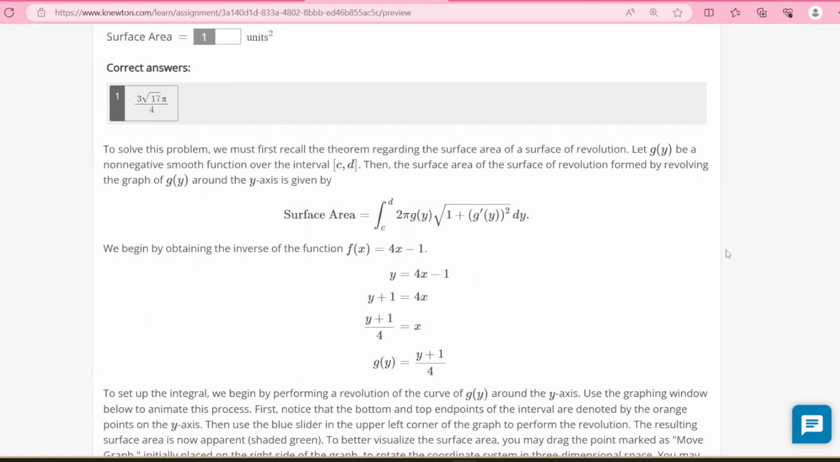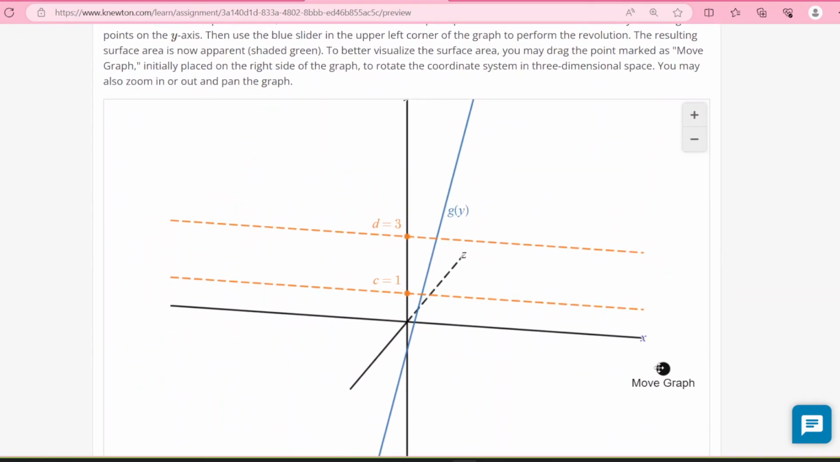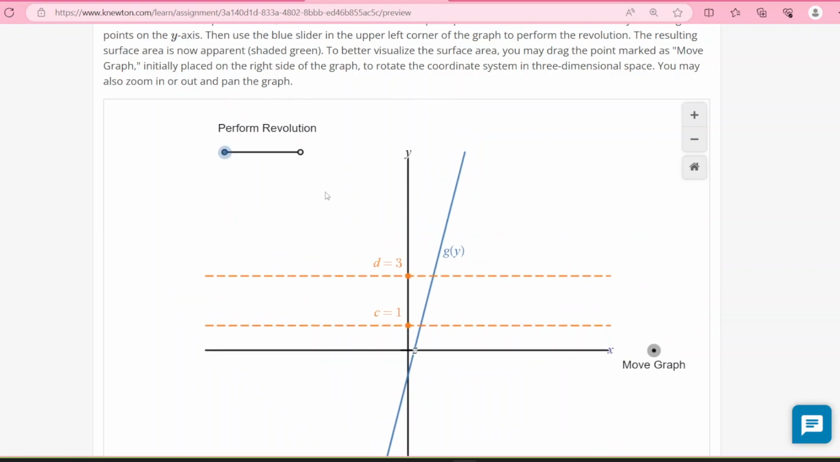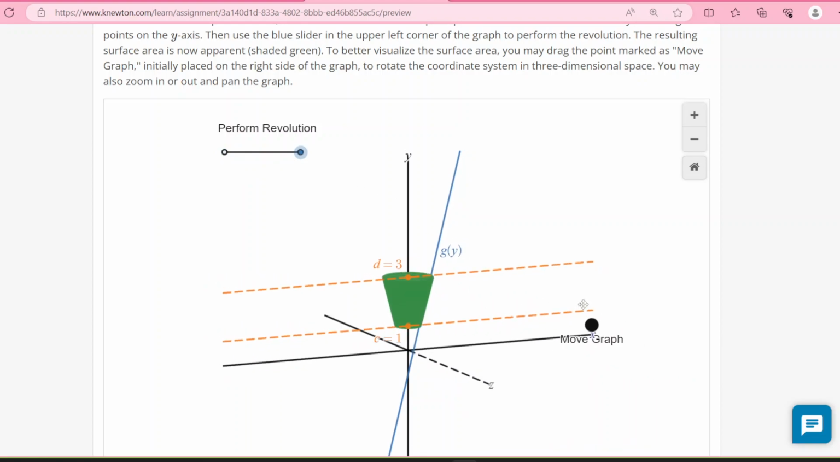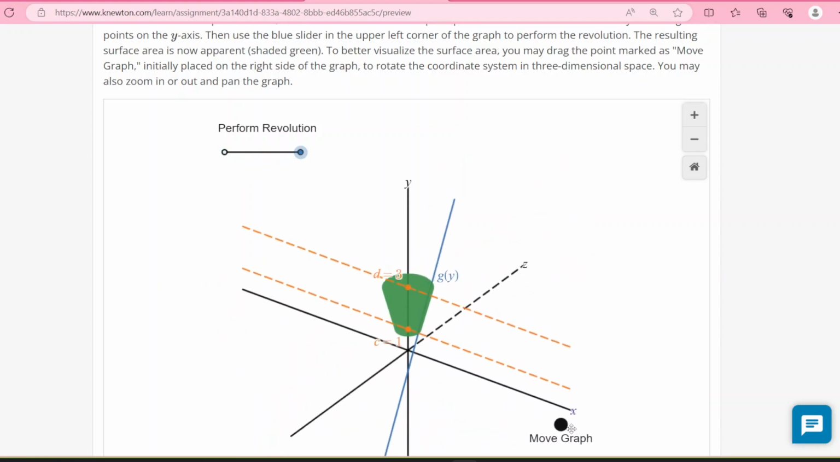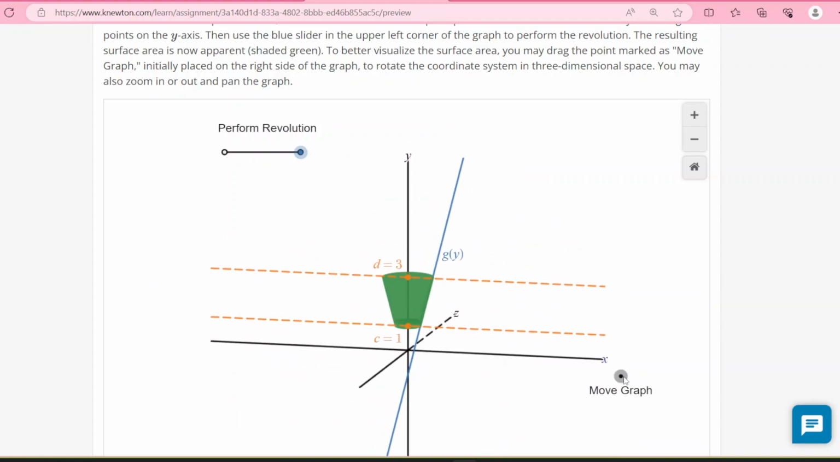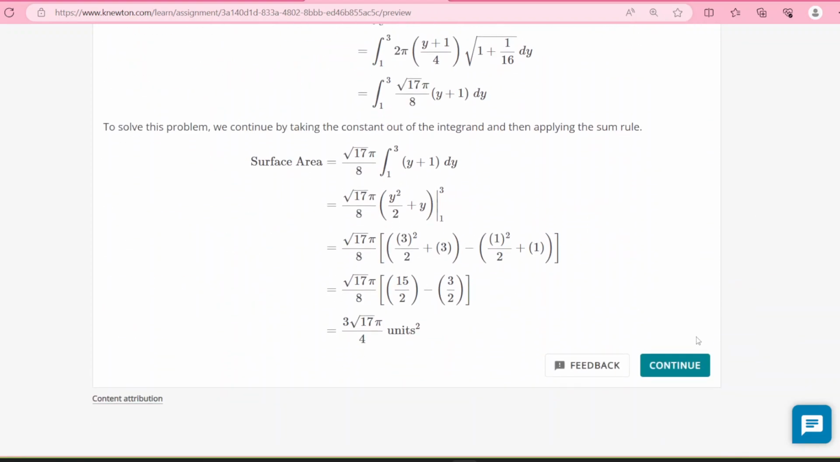And once again, in the answer explanation, they should have a nice little picture where you can see here is my curve, just this line between y equals 1 and 3, and then I rotate that around the y-axis and create this little lampshade surface. And we have just found the area of that surface is 3/4 pi times the square root of 17, square units.